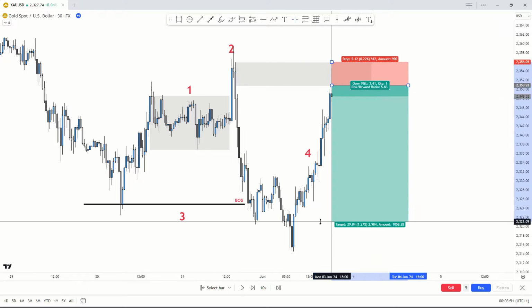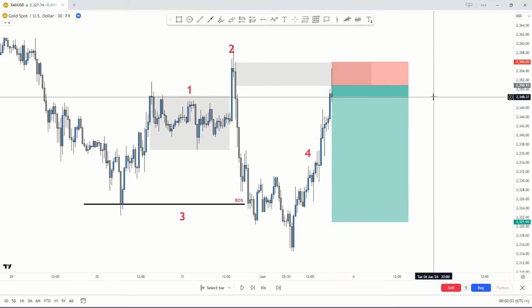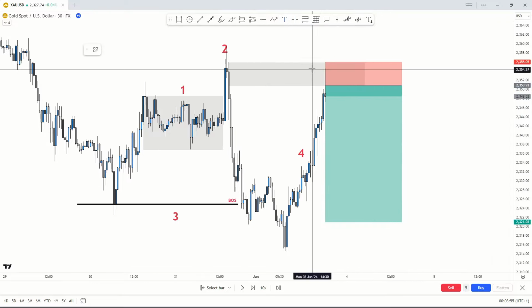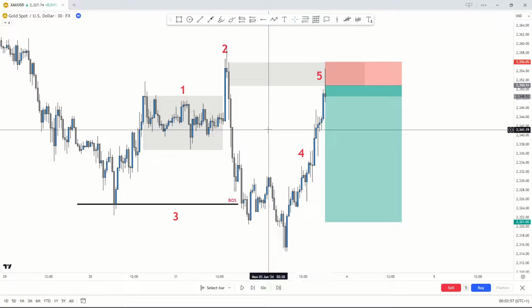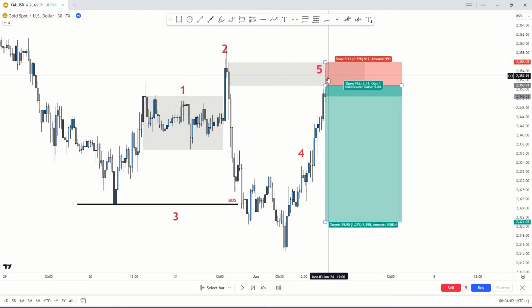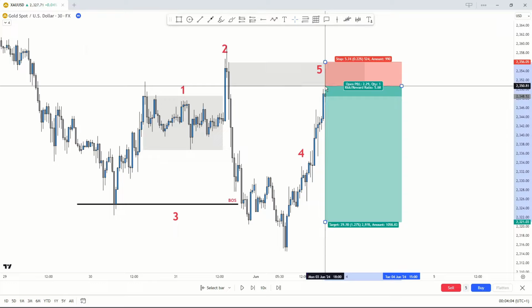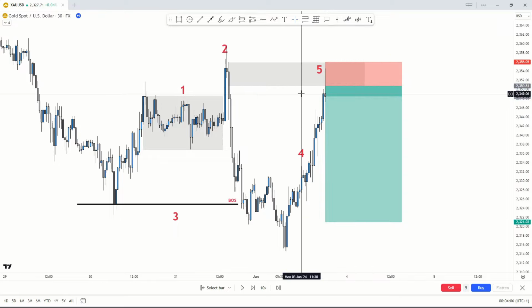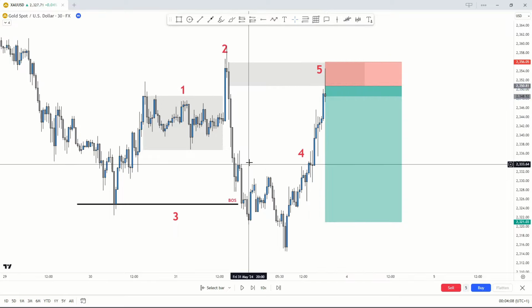As now this takes me to step number 5, which is the mitigation. This supply zone has now been mitigated, and it's been mitigated by this wick, and this is where I'm entering from in this supply zone. So we're entering at the mitigation point of this supply.